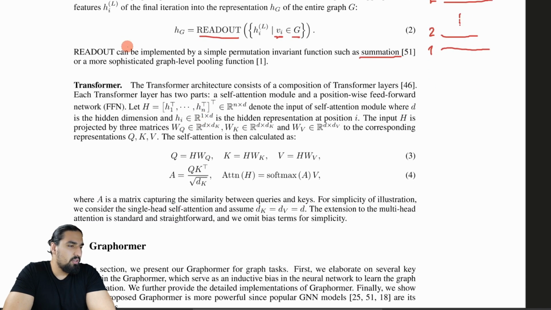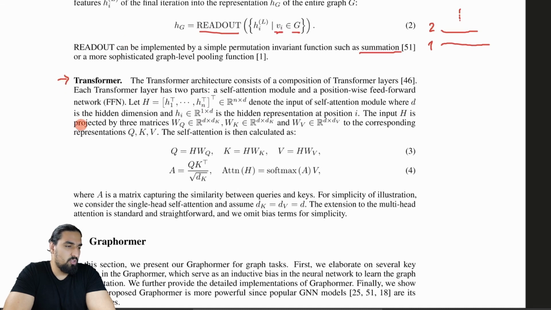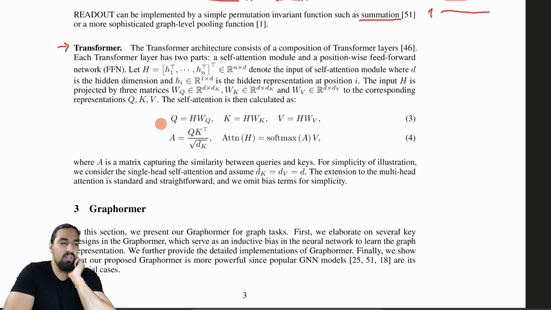So now, having said that, let me just briefly tell you about the transformer. As I said, I won't be delving into details here, but you have a couple of procedures. Basically, you first project your feature vectors into query vectors, key vectors, and value vectors.